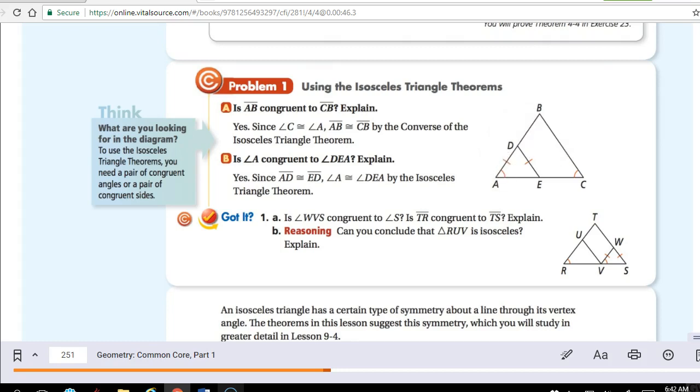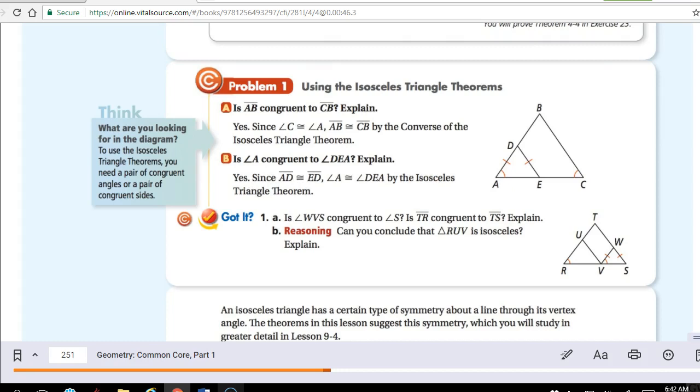Part B says, is angle A congruent to angle DEA? So it's saying, is this angle congruent to DEA, which is this angle right here? Again, since AD is congruent to DE, then the angles that are across from those would also be congruent. So these two base angles would also be congruent. And that's truly just the isosceles triangle theorem.